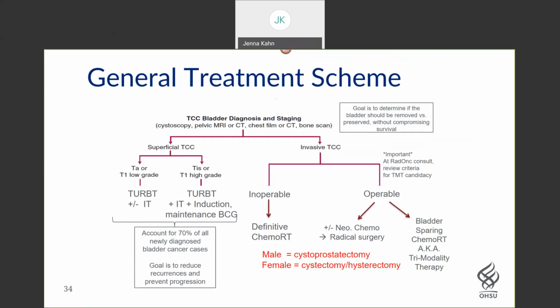If the cancer is invasive, then we categorize them into inoperable or operable. If they're inoperable, then we talk about definitive chemoradiation. If the patient is operable, then we talk about plus or minus neoadjuvant chemotherapy, or chemotherapy before surgery, and then radical surgery, or bladder sparing or bladder preservation chemoradiation, also known as trimodality therapy. In males, when you do the surgery, it's called a cystoprostatectomy, and in females, it's a cystectomy and a hysterectomy.